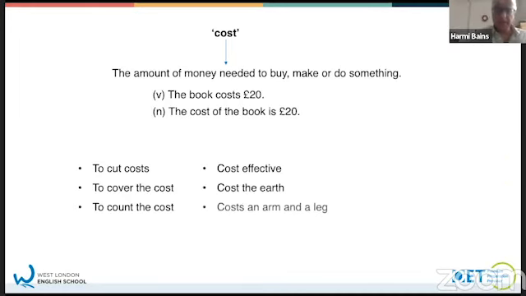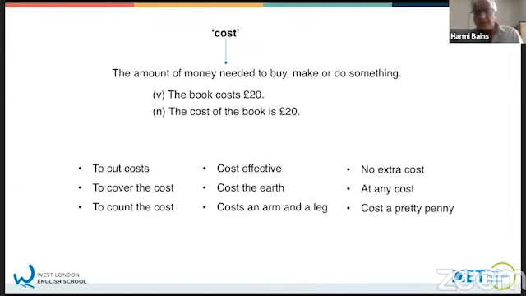Or sometimes we can use it as an adjective as well. Something could be cost effective. It could cost the earth, meaning it's really expensive. Or we've got an idiom here, cost an arm and a leg, meaning it's really expensive. And there are just other phrases, no extra cost, at any cost, or something could cost a pretty penny. So we can use this word cost in many different ways. If you know the meaning of cost, yeah, it's an advantage. But if you don't, it's fine, because you've still got to look at the context.